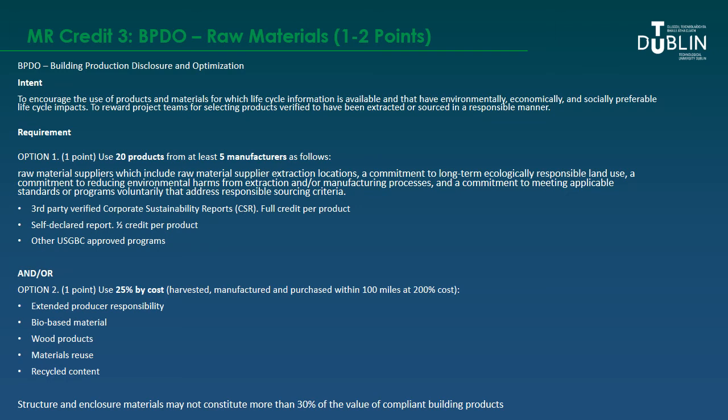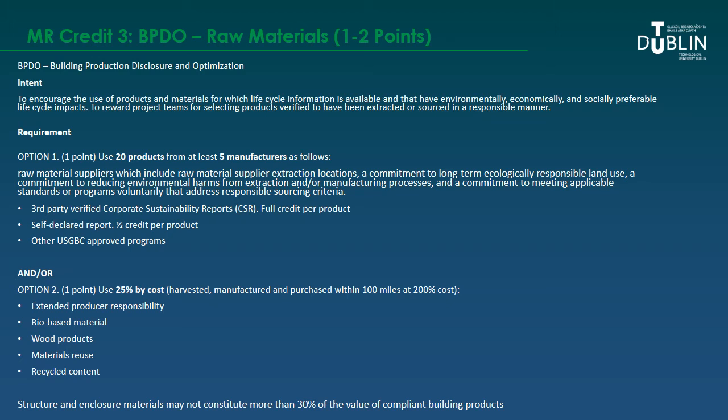So they're either extended product responsibility, so that might be products that are purchased from a producer that participates in an extended program, or who's directly responsible for an extended producer responsibility program. A bio-based material, again, there's standards that would have to be met there. Wood products, that would be your FSC certified products. Materials reuse, that they're salvaged or refurbished or reused. And recycled content, they contain recycled content. So you have to get 25% of the cost to be products that have one of those qualities.